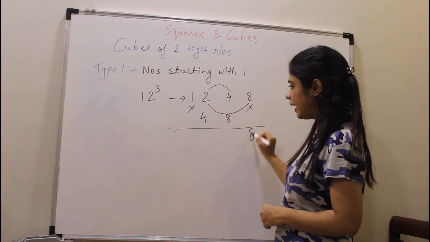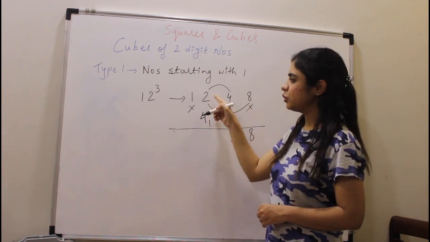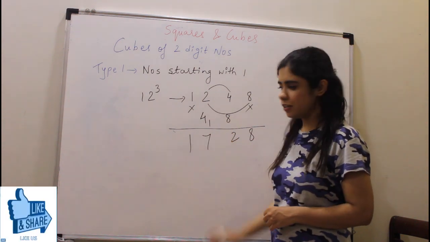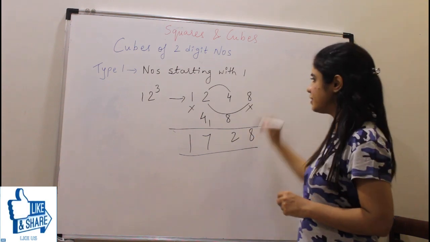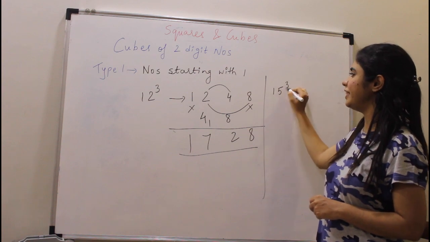So this will be 8, this will be 4 plus 8 which is 12, 4 plus 2, 6 plus 1, 7, and this one will be as it is. So 1728 becomes your answer. So let's take one more example. Suppose if I ask you what is 15 cube?